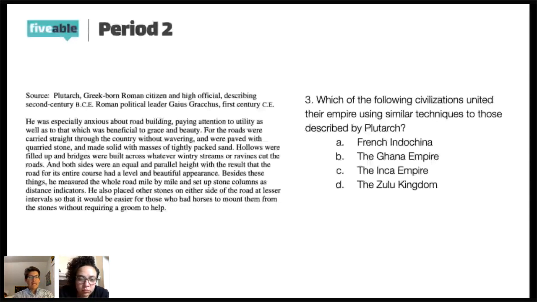Those roads didn't look the same as the Roman roads. They even had steps up the side of mountains and suspension bridges, and were a remarkable engineering feat of the Inca Empire. All right, are we ready to move on?